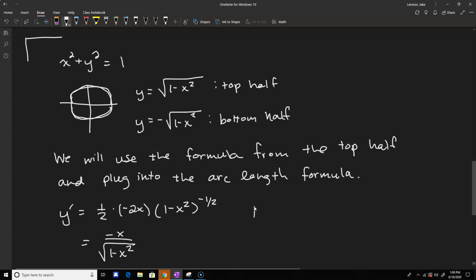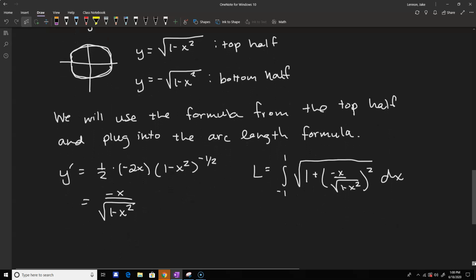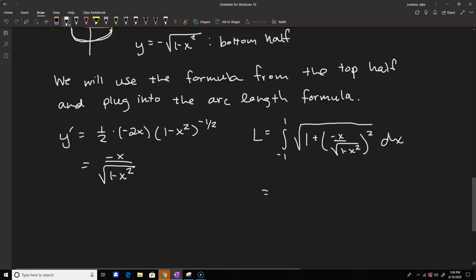So our arc length formula is going to look like the integral from negative 1 to 1 of the square root of 1 plus this derivative quantity squared, negative x over the square root of 1 minus x squared quantity squared dx. And so continuing on, I'm simplifying inside that integral there. We have the integral from negative 1 to 1 of the square root of 1 plus x squared over 1 minus x squared dx.